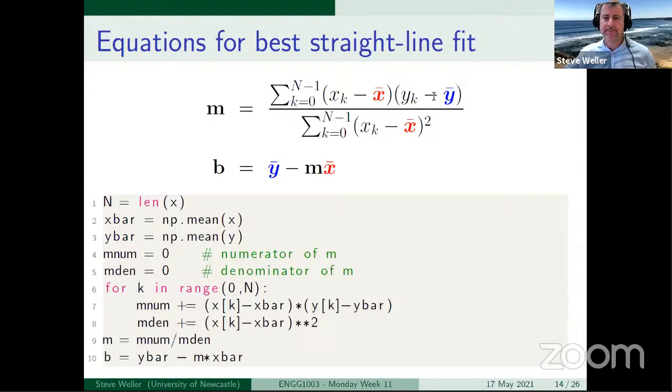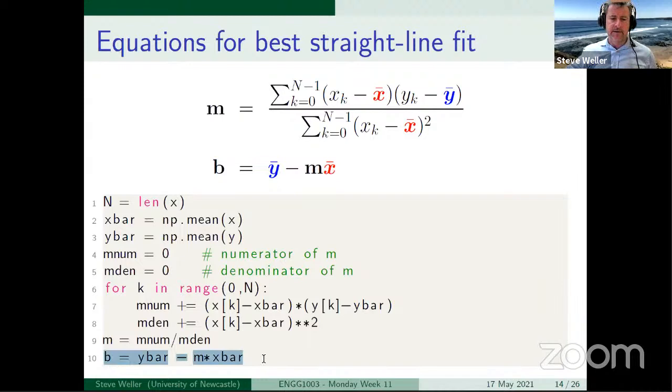The denominator is slightly simpler. It's a running sum of the squared values of xk minus x bar. Here it is in maths. Here it is on line 8 in Python code. Once that loop's finished, we've computed the running sums from k equals 0 up to n minus 1. We can compute m as the ratio of those two terms, the numerator divided by the denominator. That's line 9. And line 10, the final line of the code, is b is equal to y bar minus m x bar. Again, about as close a mapping as you can get between mathematics, highlighted here in blue, and the Python code highlighted here in blue on line 10.